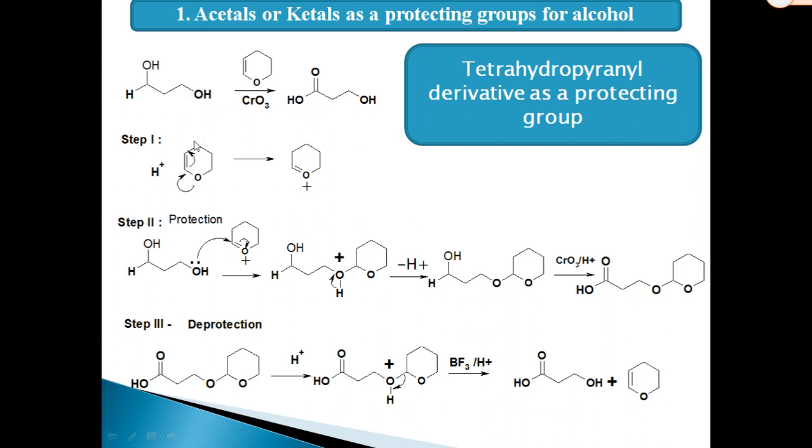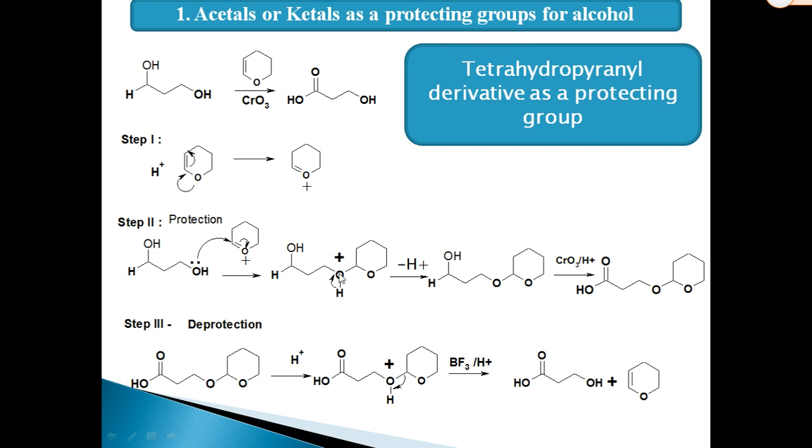Here, in the first step of protection, see here, in dihydropyran, H positive adds on this third carbon atom, the lone pair shifts here, and a double bond forms, forming a positive charge on the oxygen atom. This oxygen becomes electron deficient. The lone pair of the oxygen atom attacks this carbon atom, shifting the lone pair onto the oxygen.